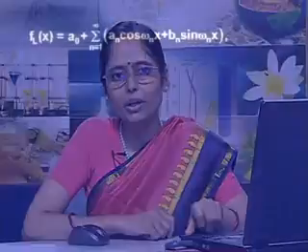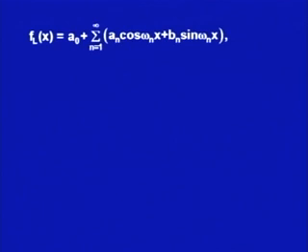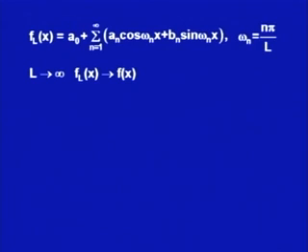The Fourier series for the function f_L(x) would be a naught plus the summation, n running from 1 to infinity, of a_n cos(omega_n x) plus b_n sin(omega_n x), where omega_n of course I am writing as n pi by L, that is, rather than writing cos(n pi by L x), we are writing it like this. Now, substitute this a naught, a_n and b_n by the Euler's formulas.